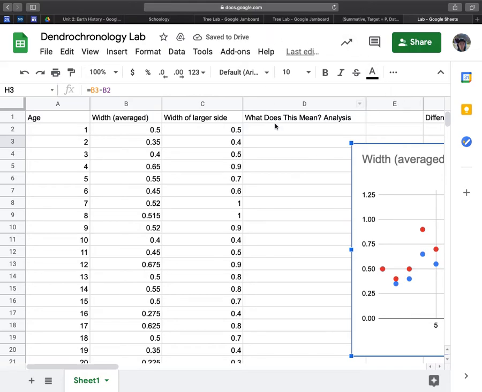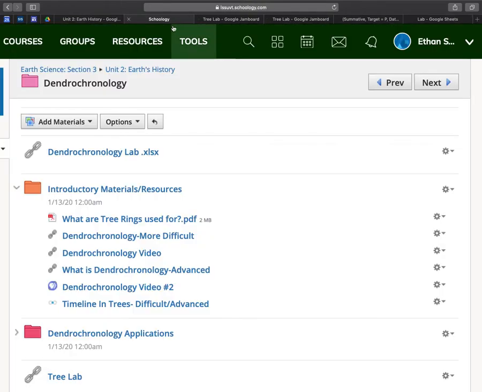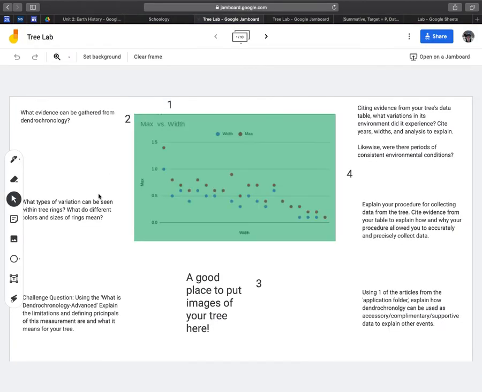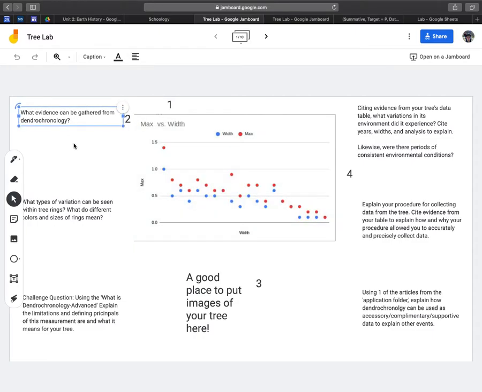Now, after you finish your initial data and your graphs, you're going to go into the Schoology folder, and where it says Introductory Materials, you're going to be able to use any of these resources to answer these 3 questions. What evidence can be gathered from dendrochronology? What types of variation can be seen within tree rings? And there is a challenge question about the limitations and defining principles of using dendrochronology.